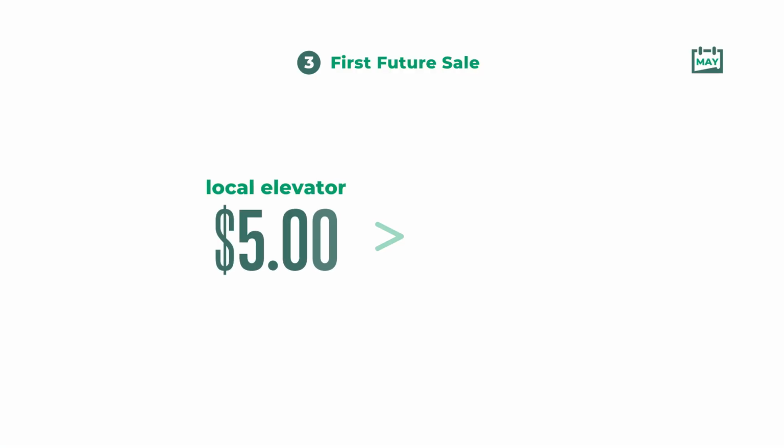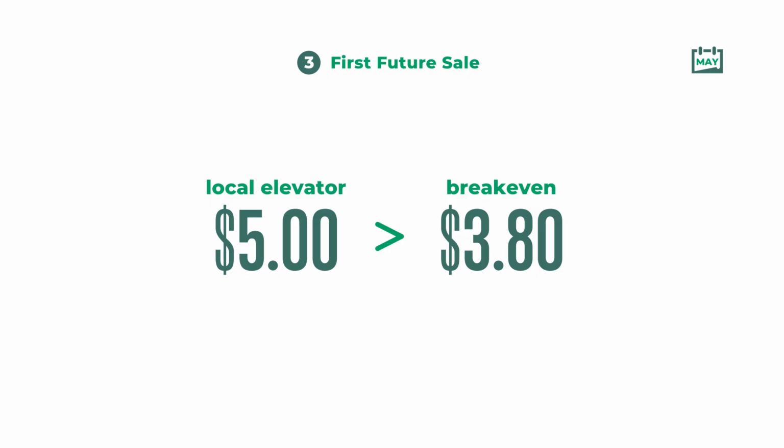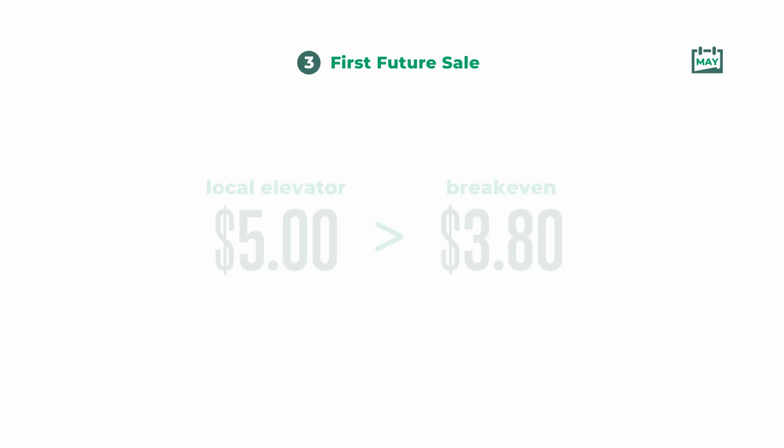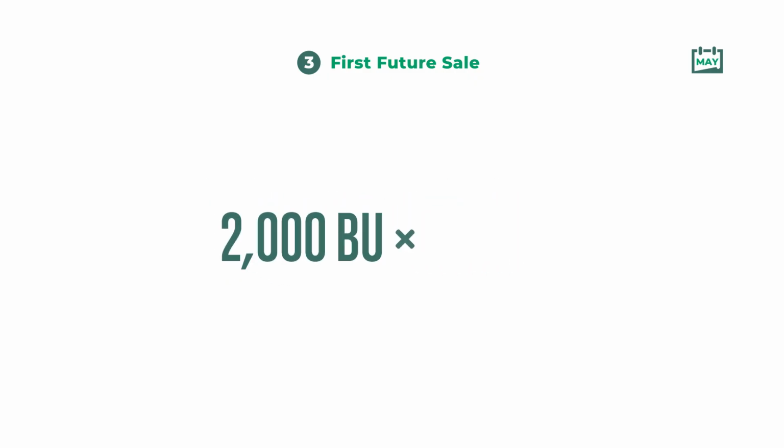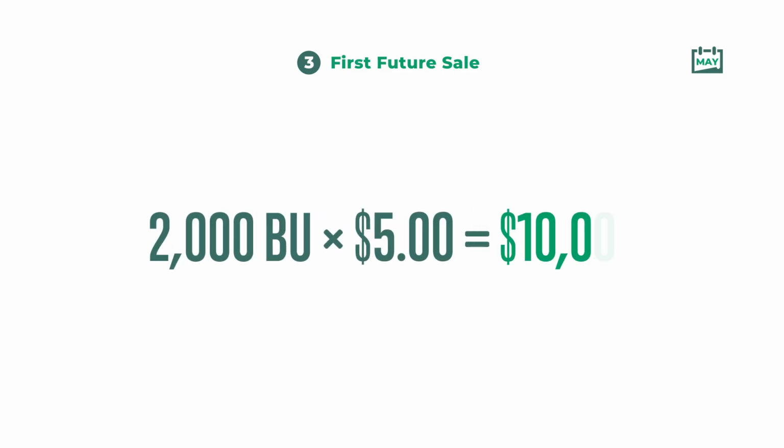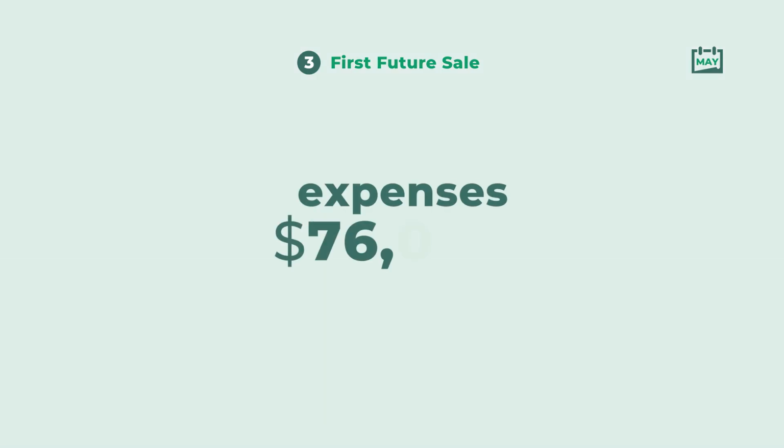Because the price is above your calculated break-even point of $3.80 per acre, you decide to contract 2,000 bushels to be delivered in December at $5 per bushel. This gives you $10,000 in future sales.